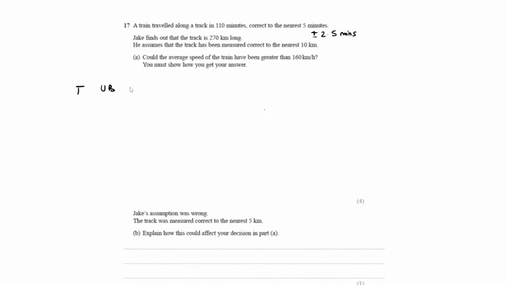So the upper bound would be 112.5 minutes, and the lower bound would be 107.5 minutes. Obviously, then you might want to convert those into hours before we put them in the calculation. We'll just see which ones we need. And then the distance, 270, to the nearest 10 kilometers. So again, half that, plus or minus 5 kilometers. The upper bound would be 275, and the lower bound would be 265.